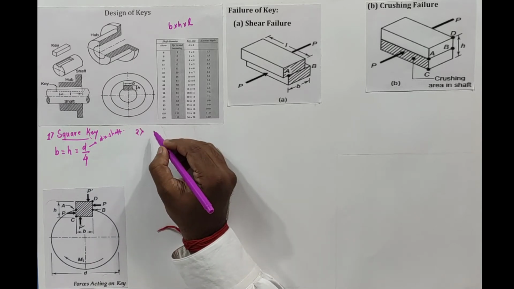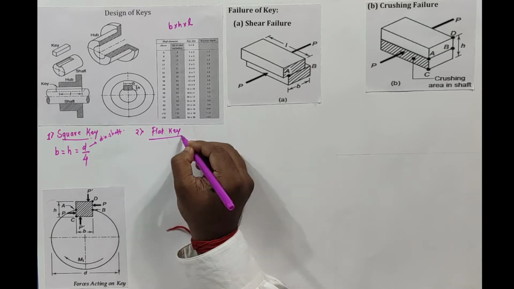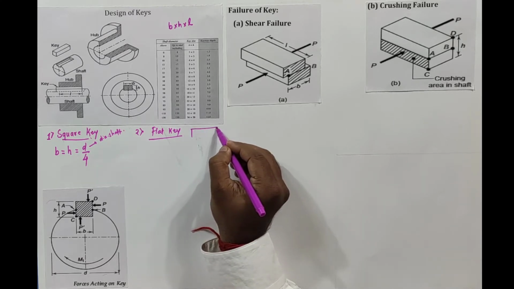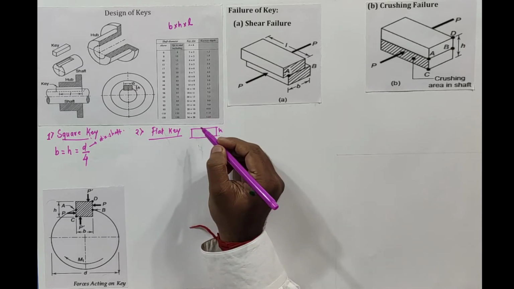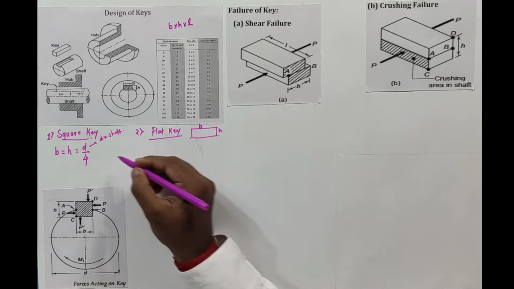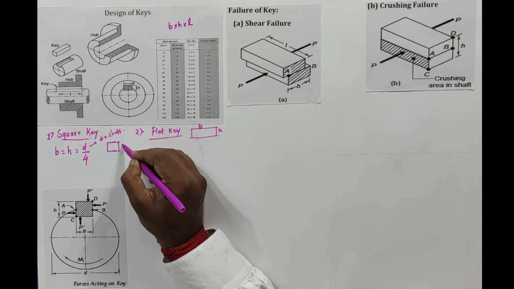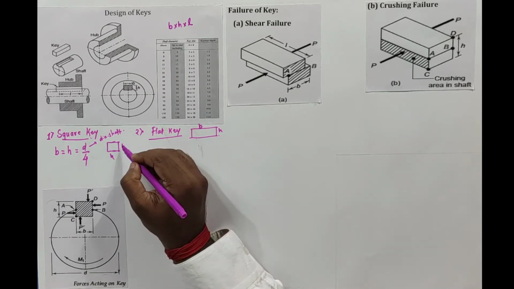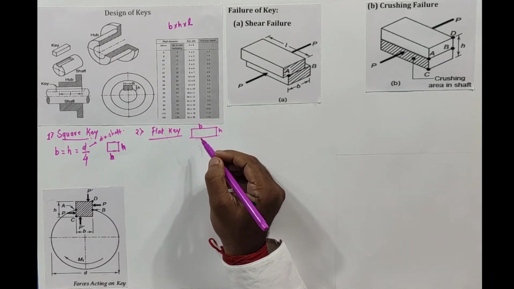And for the flat key, now flat means what? See, this is H, this is B, this is flat. Square is like this structure. Sorry, this is H, this is B. Clear? So this will be called a flat key.